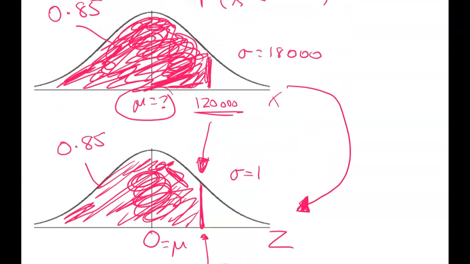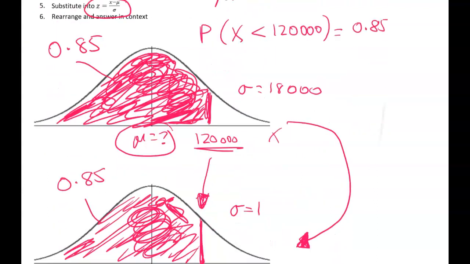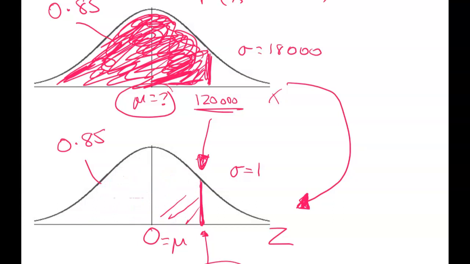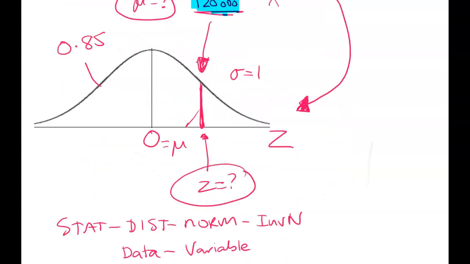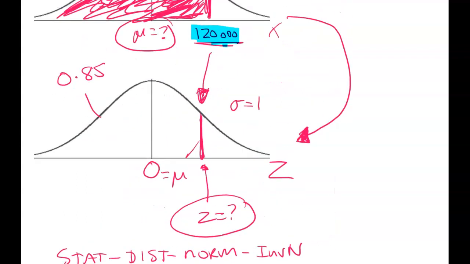Jackson, I'm going to finish this doing it with the graphics calculator first and show you where we go from here. So we've got the Z value. What that's telling me is that this 120,000 is 1 and a tiny bit standard deviations above the mean. So we can put this 1.036 on here and see what's going on. Let's just get rid of some of this mess.